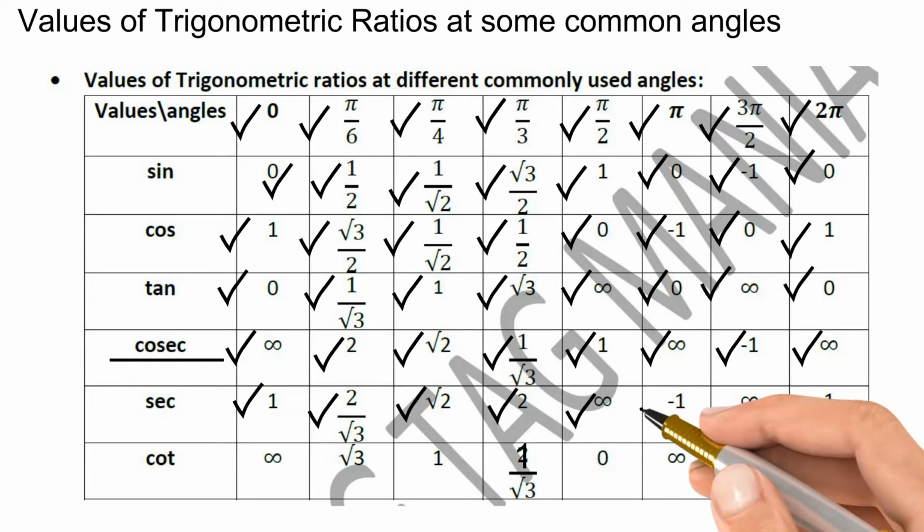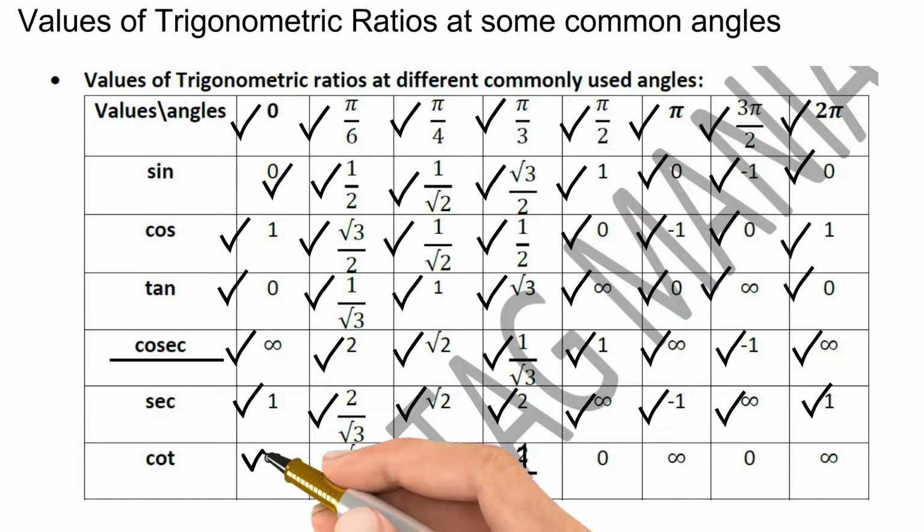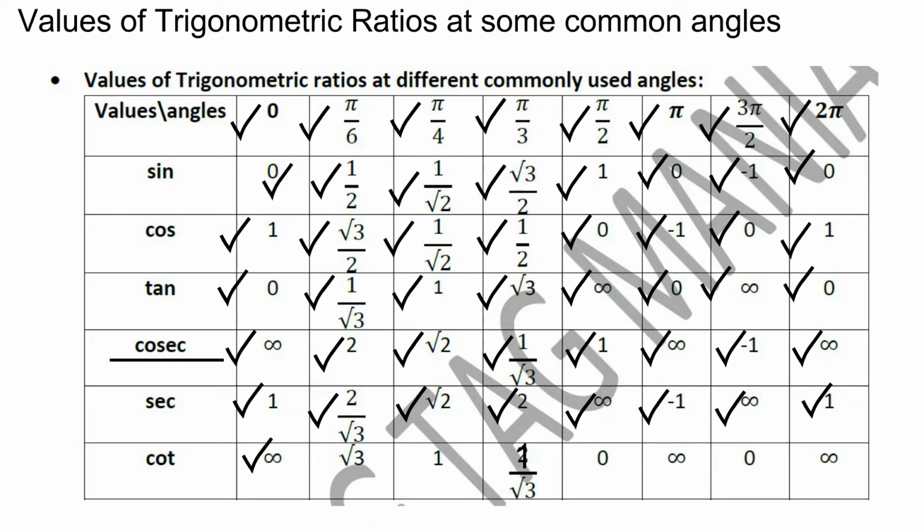The value of sec of 180 degrees is minus 1. The value of sec of 270 degrees is infinity or undefined. The value of sec of 360 degrees is 1. Next, the value of cot of 0 degree is infinity. The value of cot of 30 degree is root 3.